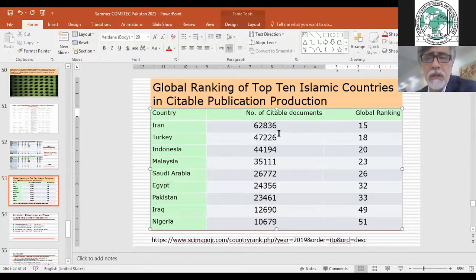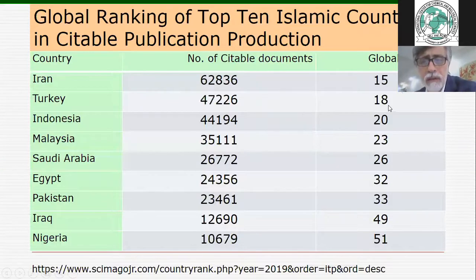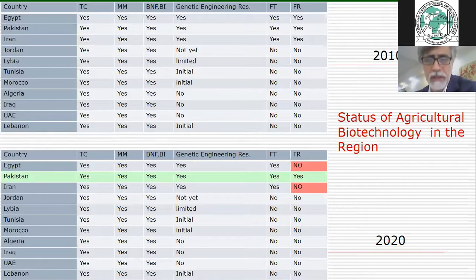Turkey follows with a relatively big gap, 47,000 papers, ranking 18. Indonesia followed by Malaysia, Saudi Arabia, Egypt, Pakistan, Iraq, and Nigeria. And these are their rankings. Therefore, scientifically, the Islamic world is progressing. Their rank is improving. But still, it is very unfortunate to see this situation.